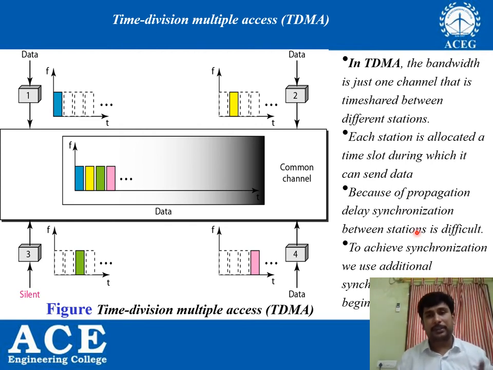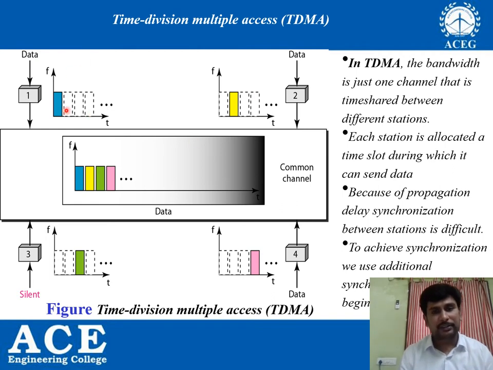When one station is completed and the next station needs to begin, and when that one needs to end and the next station has to begin, we need synchronization between the different stations that are sharing the channel in time slots. To achieve the synchronization between stations, we use additional synchronization bits at the beginning of each slot. Okay, so let us look at this figure to understand time division multiplexing.